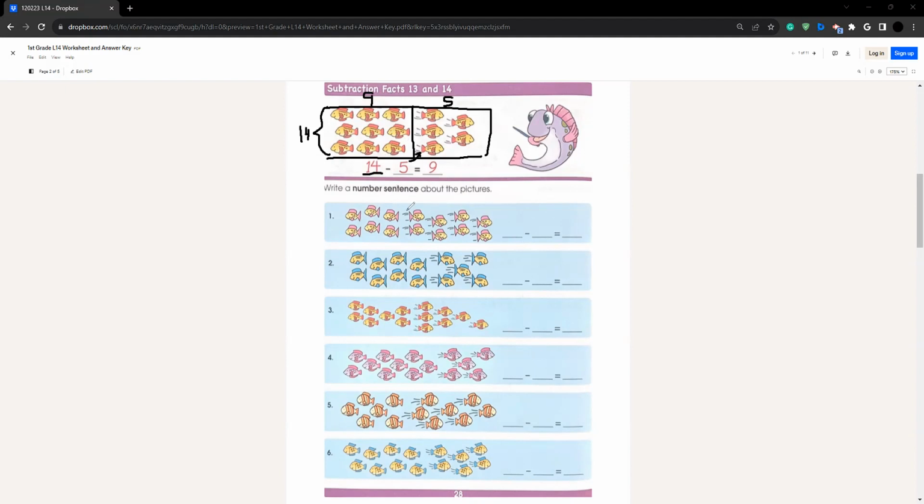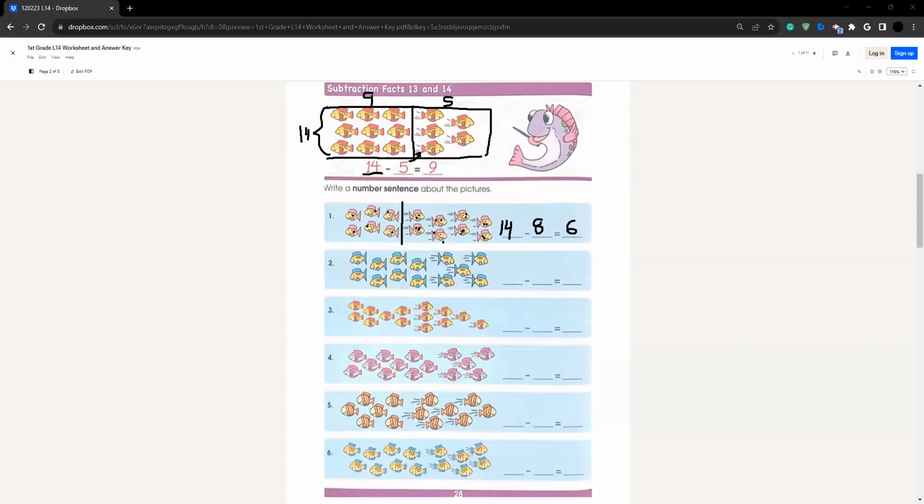Okay, let's do number 1. Let's count the total number first. So 1, 2, 3, 4, 5, 6, 7, 8, 9, 10, 11, 12, 13, 14. We get 14, and then how many fish are swimming away? So we'll split it, and then we'll count how many are swimming away. 1, 2, 3, 4, 5, 6, 7, 8. So 14 minus 8. We know from 6 plus 8, that's 14, right? So 14 minus 8 is going to give us 6.